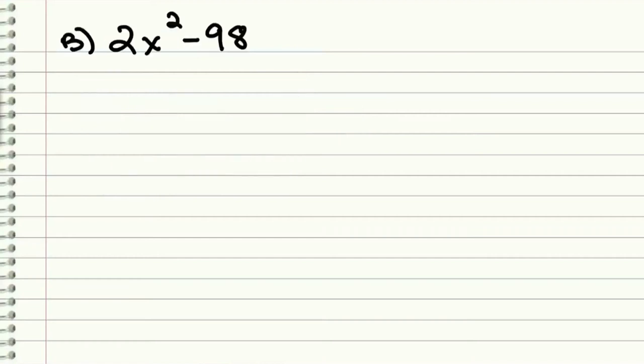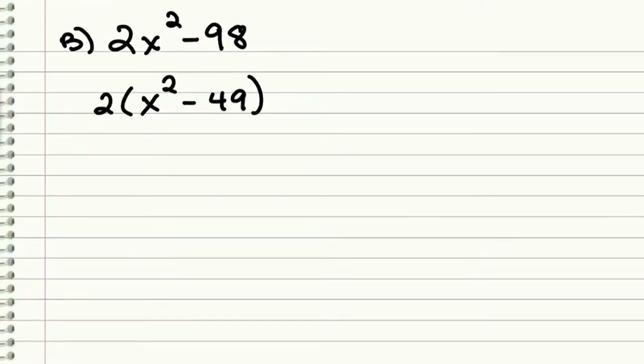So let's try the next one. We have 2x squared minus 98. We have two terms. It is a difference, but are they perfect squares? They're not, but we do have a GCF of 2. They're both even. So if we factor out a 2 first, we get x squared minus 49, and now that 49 is a perfect square. So we still have to have the 2 in our binomial. We have an x times x to give us x squared, and a 7 times 7 to give us the 49, 1 positive, 1 negative.